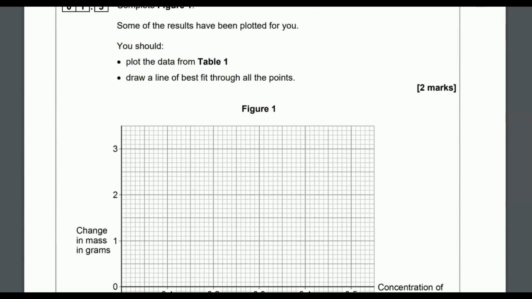Okay, what we've got here, we've got a little graph. So 1.3, complete figure 1. Some of the results have been plotted for you. You should plot the data from table 1, draw a line of best fit, a line of best what? A line of best fit through all the points, and it's worth 2 marks.